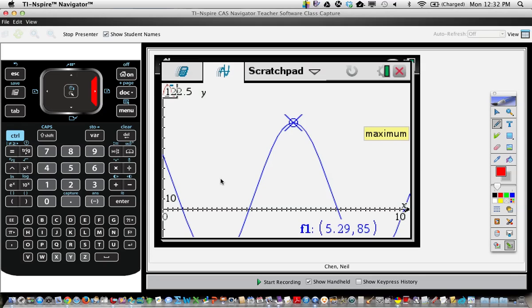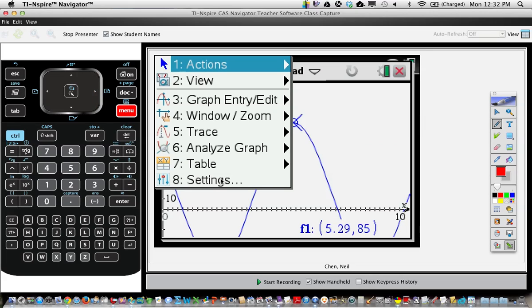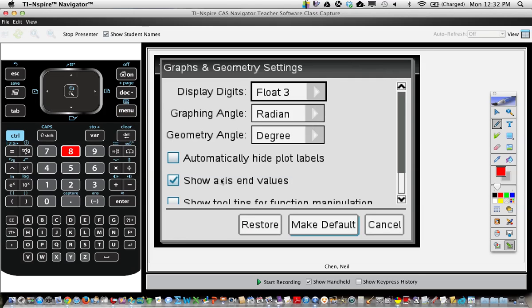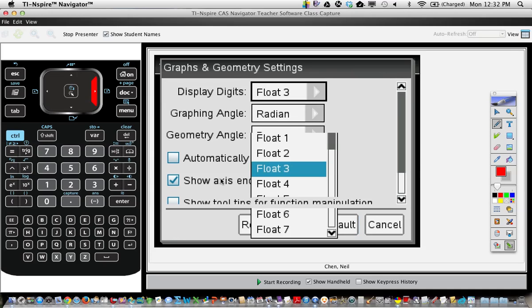Okay, and this is good, because one of the things I wanted to do was get everybody in the same settings here. So go ahead and hit menu. Everybody might want to do this. Go down to number 8, which is settings. And see where his says float 3. Does everybody else say that? Yeah. Okay, we want to change that. So let's go to the display digits, and let's change that to just plain old float.